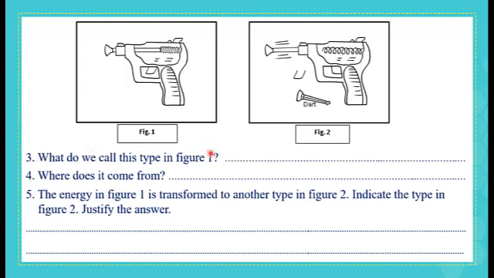What do we call this type in figure 1? This type of energy is potential energy, but the potential energy is of two types. Here we have a spring, so it is the elastic potential energy. Where does it come from? It comes from the compressing of the spring. The compressing of the spring leads to storing of elastic potential energy.